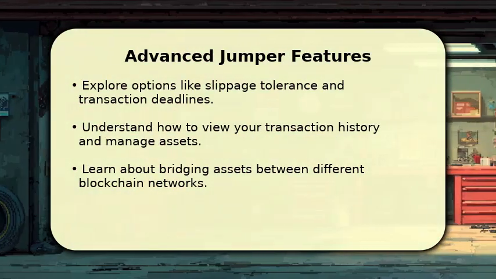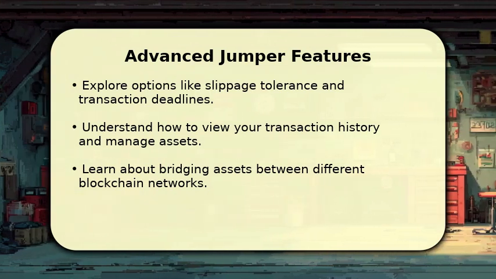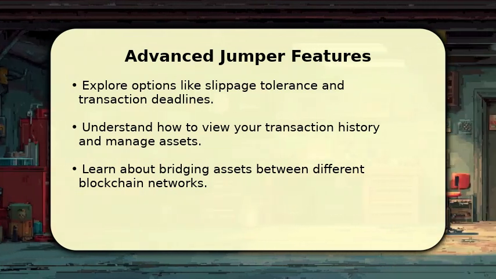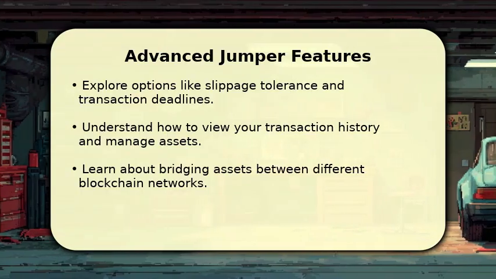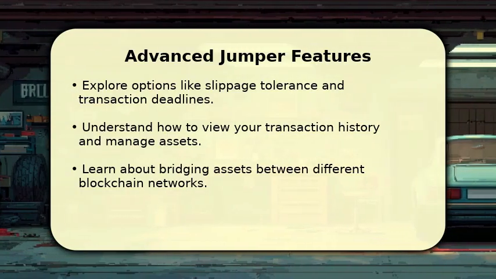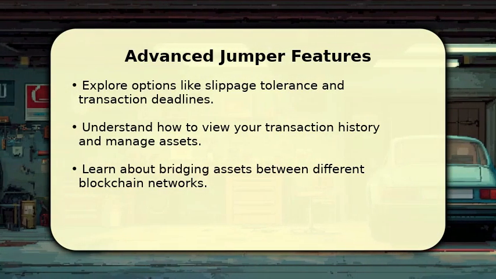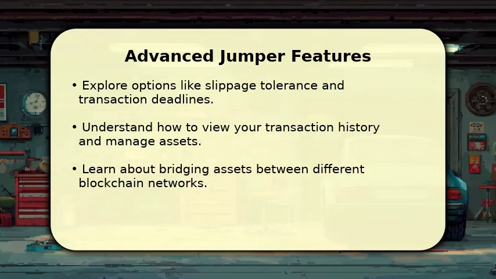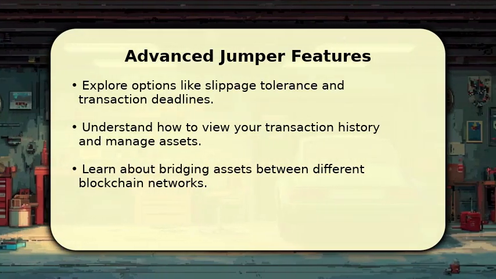Jumper offers advanced settings to fine-tune your swaps. You can adjust the slippage tolerance, typically set between 0.5% and 1%, to manage price fluctuations. Set a transaction deadline to prevent pending transactions from expiring.